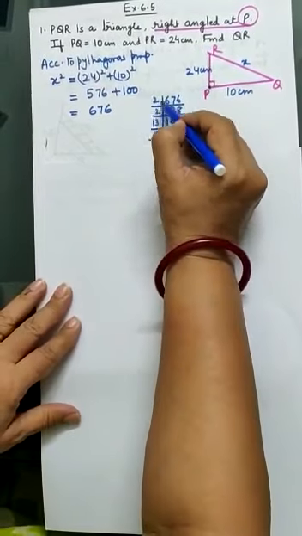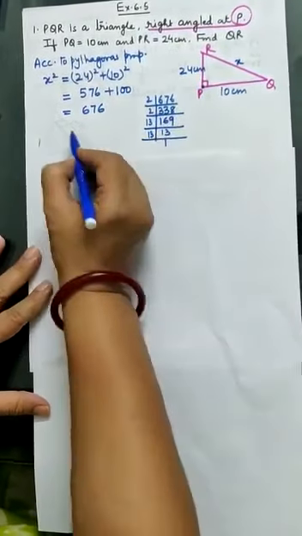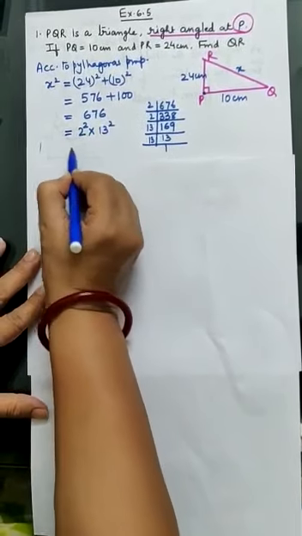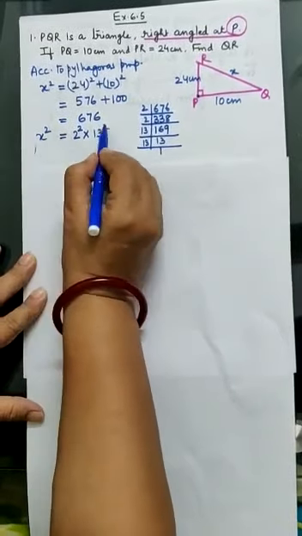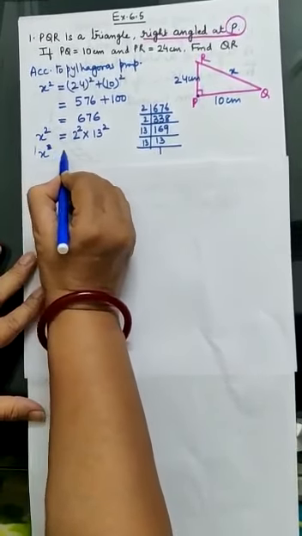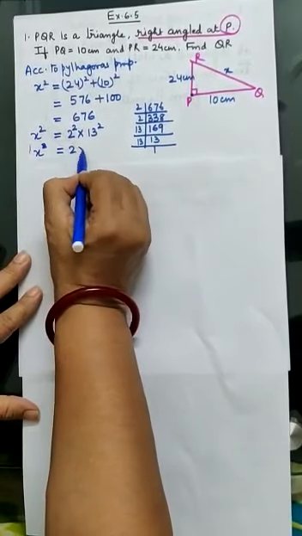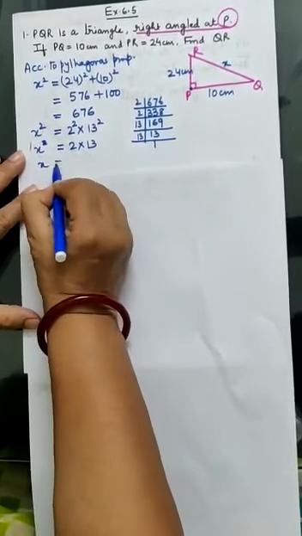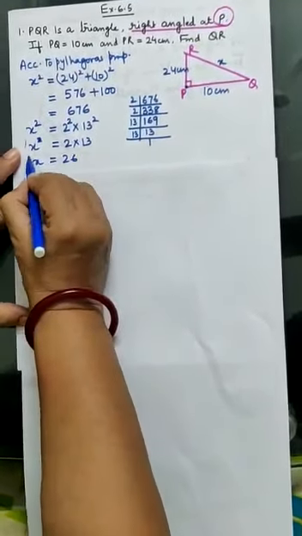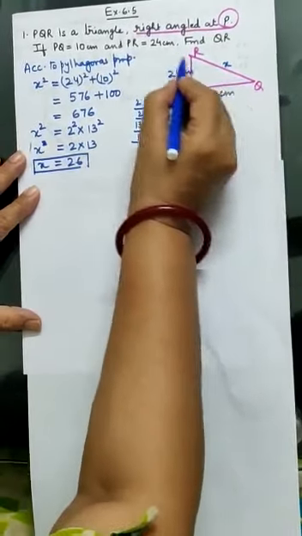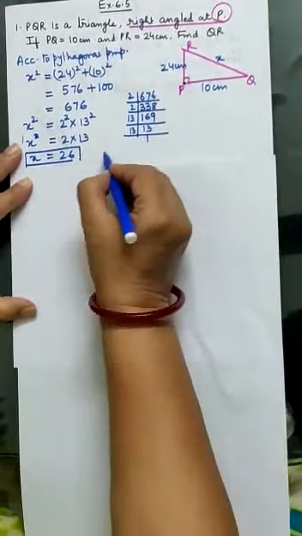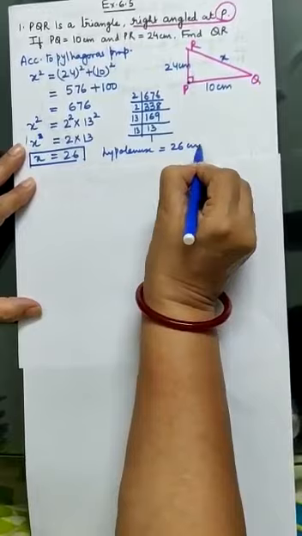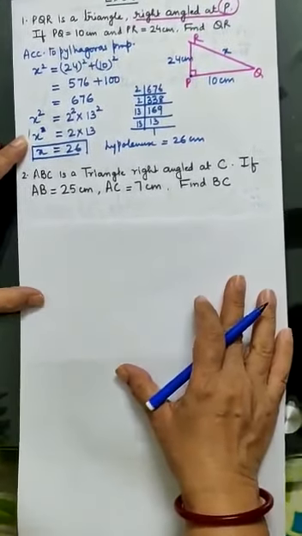So what do you observe here? 2 into 2 is 2 square and 13 into 13 is 13 square. So in place of 676 we can write 2 square into 13 square, which is equal to x square. Now the powers are the same, so you can delete the powers. So x is equal to 2 into 13, which is 26. It means the length of the hypotenuse is 26 centimeters. Alright.